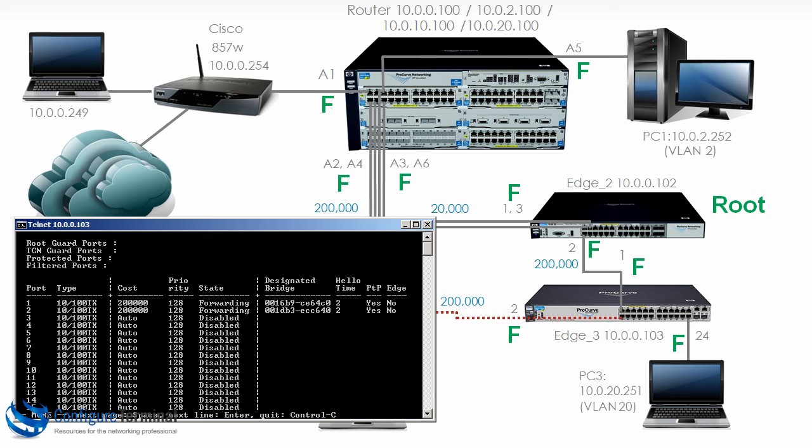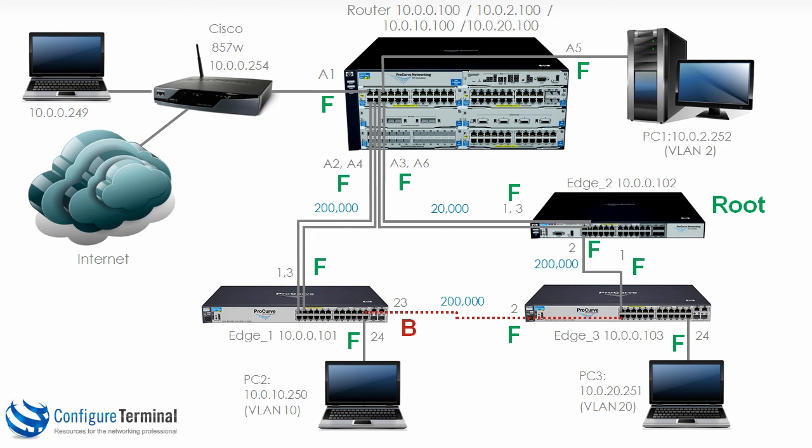So in our diagram, this link from edge 3's point of view has a path cost of 200,000, as well as this link. Path cost 200,000 on both. So lastly, let's look at edge 1.